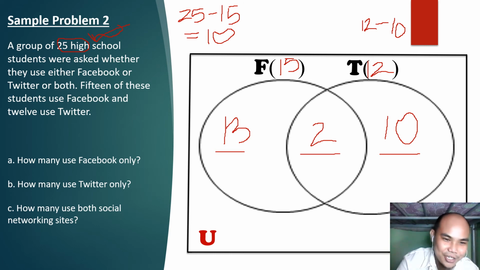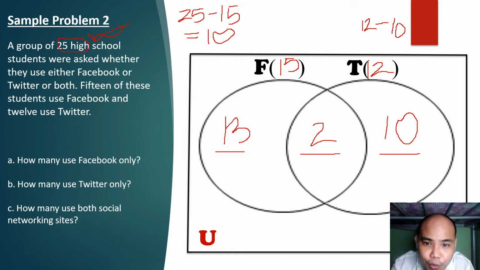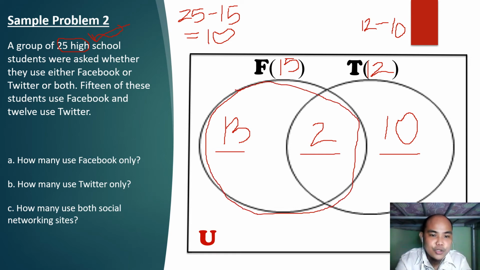Now, let's answer the questions. Letter A. How many use Facebook only? Take note of that. Facebook only. This is the Facebook, this first circle. But the question is, how many use Facebook only? If there is no "only," the question is just how many use Facebook. There are 15, right? But the question is, how many use Facebook only? Only, without Twitter. Okay? So the correct answer here is 13.